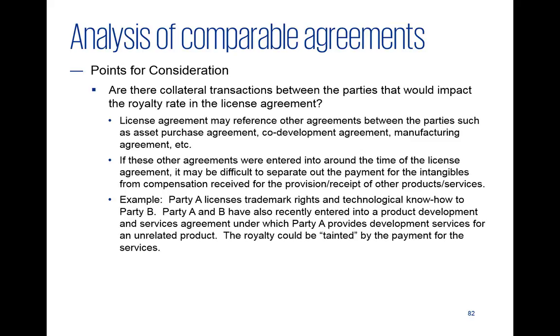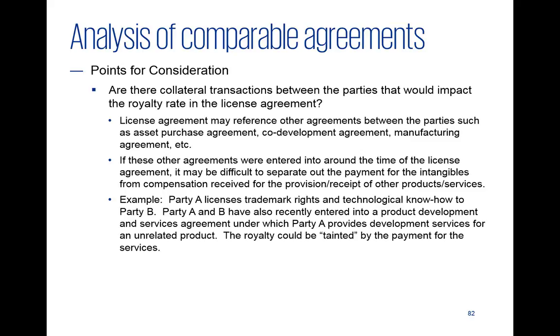Now, some other points to consider. The license agreement may refer to other agreements and other aspects of what's going on between the parties. So, for example, a co-development agreement or a manufacturing agreement, etc., or other purchases. It may be that you license the intangible, but you're also buying goods and services from the same parties. And it may be difficult to separate out the payment for the intangibles if that's what you need to do in order to put a price on a royalty between your related parties.